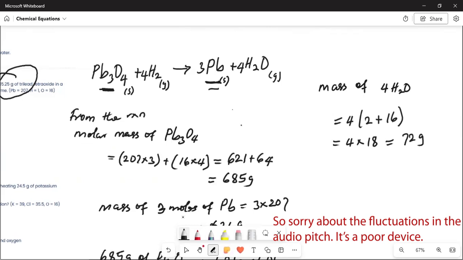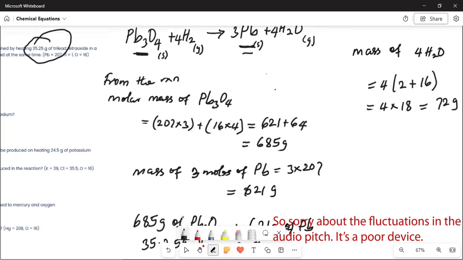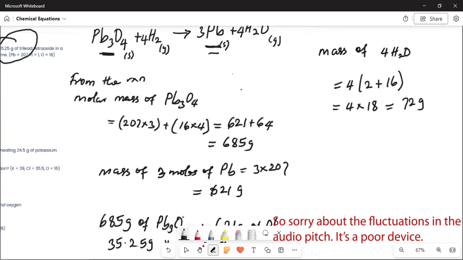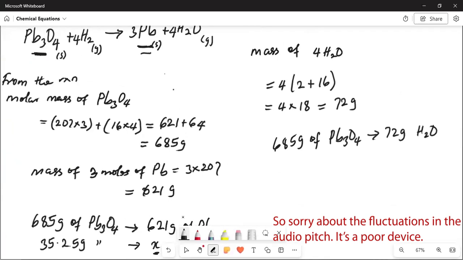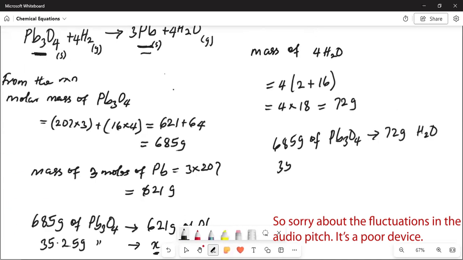Then what would be the mass of water obtained if we burn 35.25 grams of trilead tetraoxide? Now remember, for the balanced equation, the mass of trilead tetraoxide is 685. So it's this 685 that gives us this 72 grams of water. Then what will the amount we are using for the experiment give us? That is 35.25 gram of trilead tetraoxide.